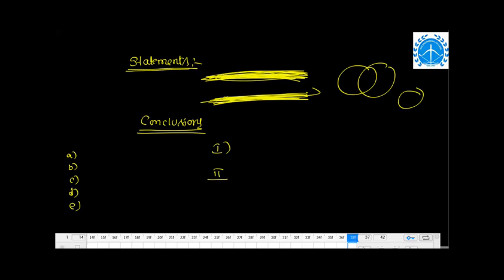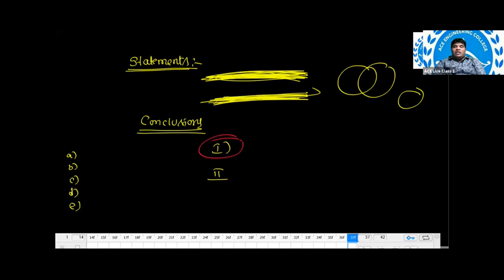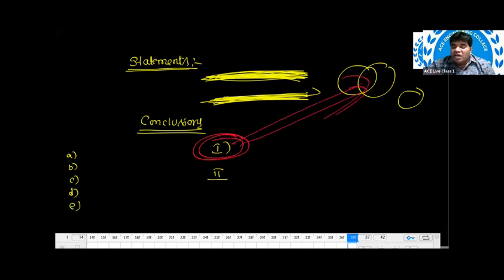Then go to the conclusion. You can read the first conclusion. The first conclusion is 100% satisfied according to the logical Venn diagram.